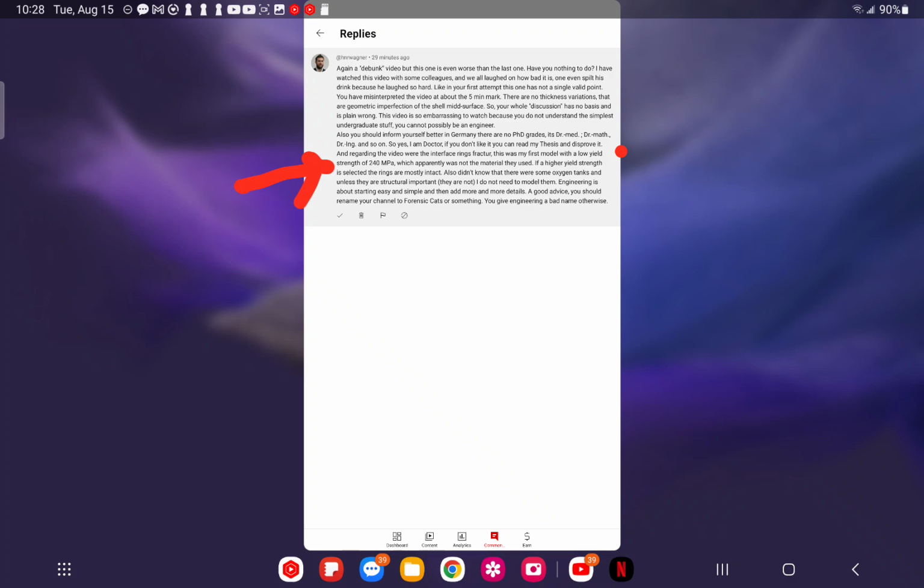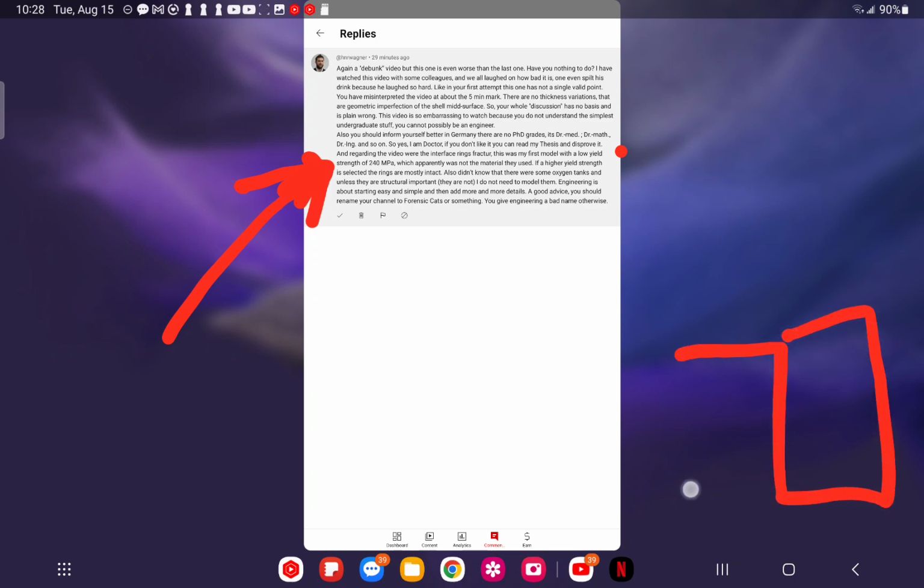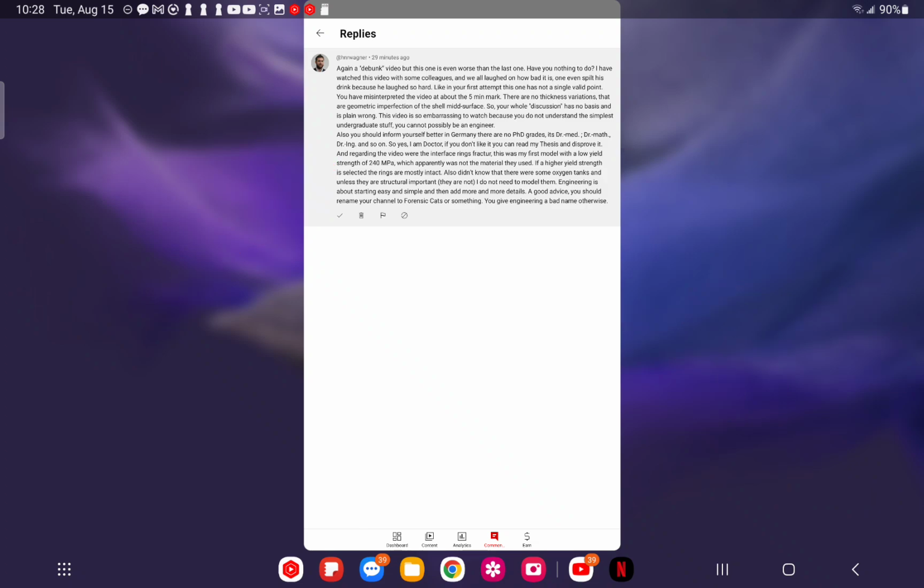Okay, so he states here, in regard to the video where the interface rings fracture, that's with an E, we'd spell it with an E. Yeah, that's cool. This was my first model, and low yield strength of 240 MPa. I think that was your second model, which apparently was not the material they used. If a higher yield strength is selected, the rings are mostly intact. Not the interface ring. The whole thing is the interface ring, but there's an outer ring. Interface ring. This is where they glue. All right, this is what's enticing you to contact me, and let's do a Skype thing, and that's that. Okay. Now let's go on to the insult somewhere down here.